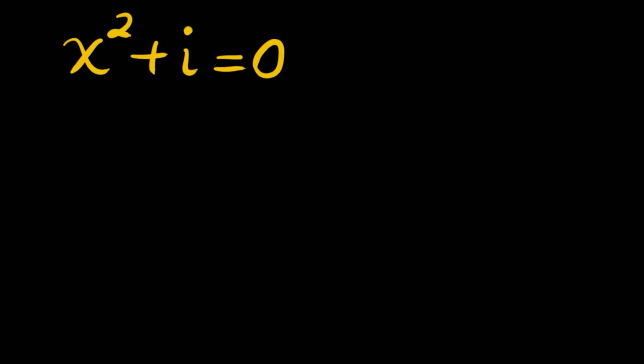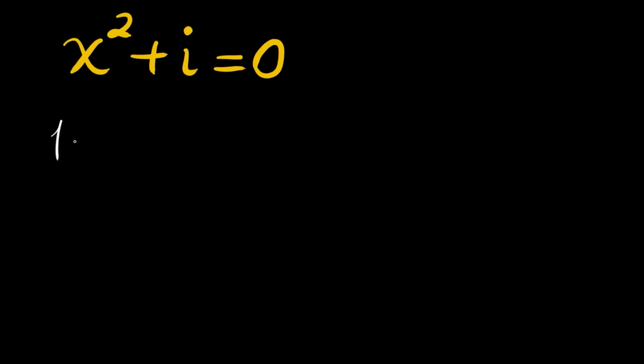We have an interesting quadratic equation today. x squared plus i is equal to 0. i is the complex unit and is equal to the square root of -1. We want to solve this quadratic equation in two different ways.